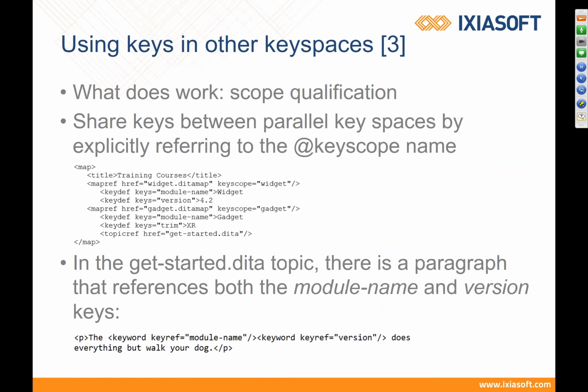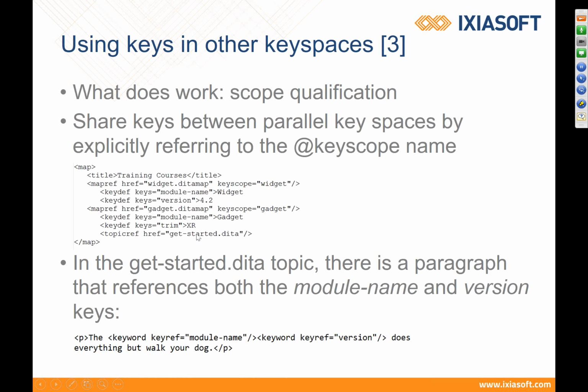But of course, you may want to use keys in other key spaces. And there is a way, and this is called scope qualification. So this allows you to share keys between parallel key spaces or nested key spaces, I should have said that, by explicitly referring to the key scope name.